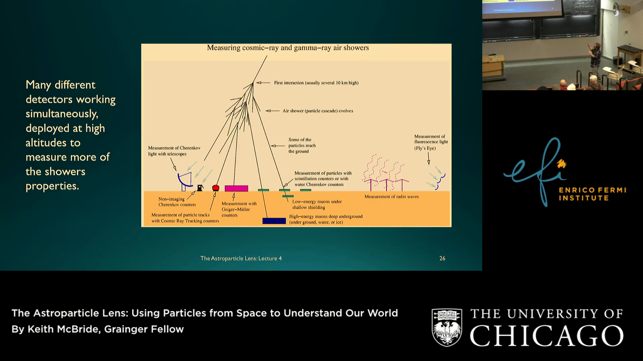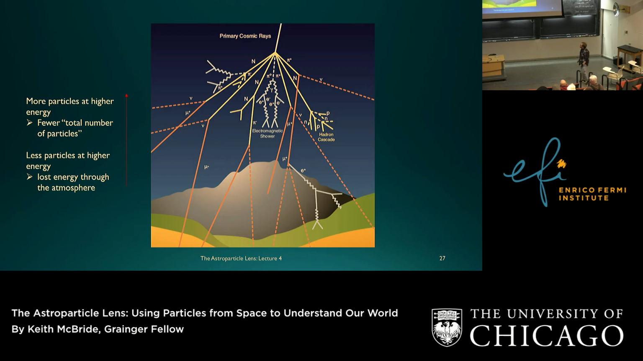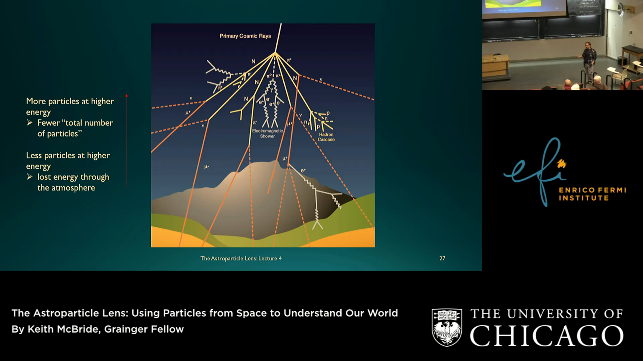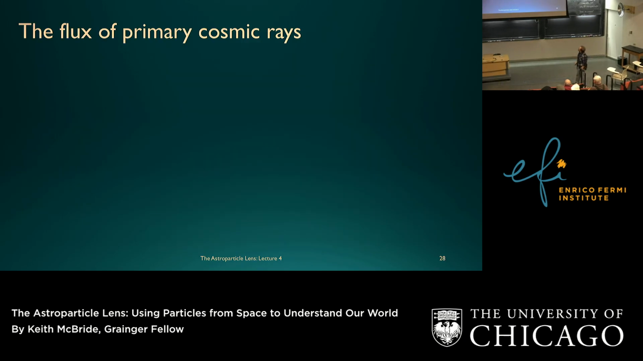And so the point is to really understand how the universe is accelerating particles to these energies, right? We're trying to do a very good job of both measuring those showers and characterizing them in many of these different ways. But the other aspect of this is that as you go to higher altitudes, you have more particles at high energy, but you have less total number of particles. As you go to lower altitudes, you have more total particles, but fewer particles at high energy, right? So you're basically losing energy through the atmosphere in the form of creating new particles.